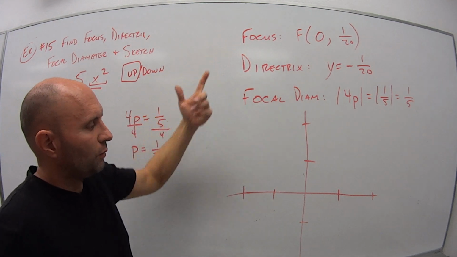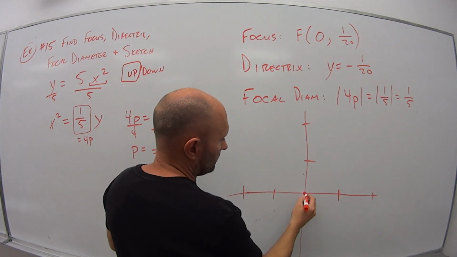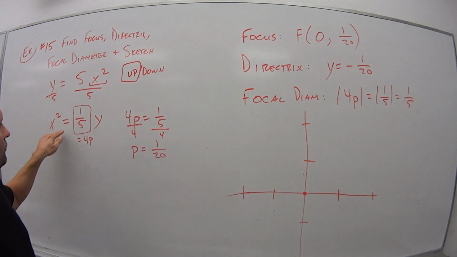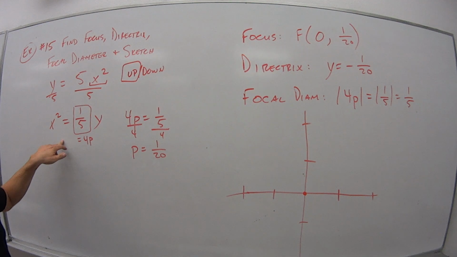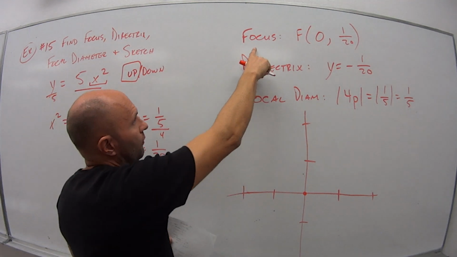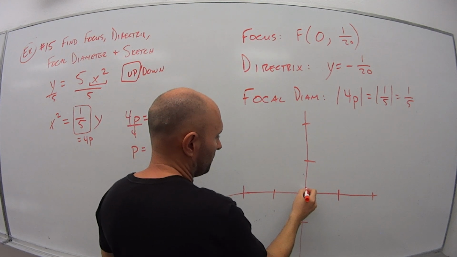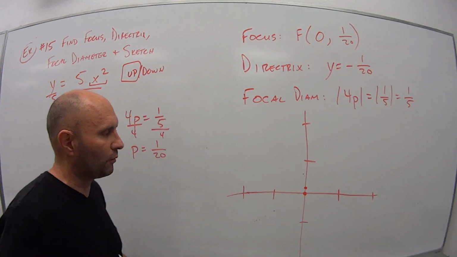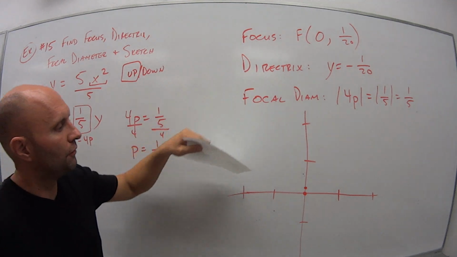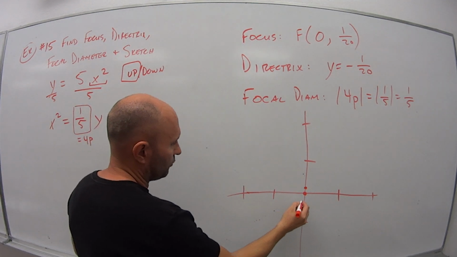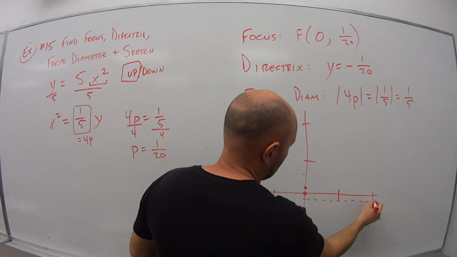So now if I have to draw this, so we know that the vertex is at the origin. All the problems in this case, when we have this sort of formula, our vertex is at the origin. The focus is 0 units left or right and 1/20th up, so just barely above this vertex point, right? The directrix is just minus 1/20th down.